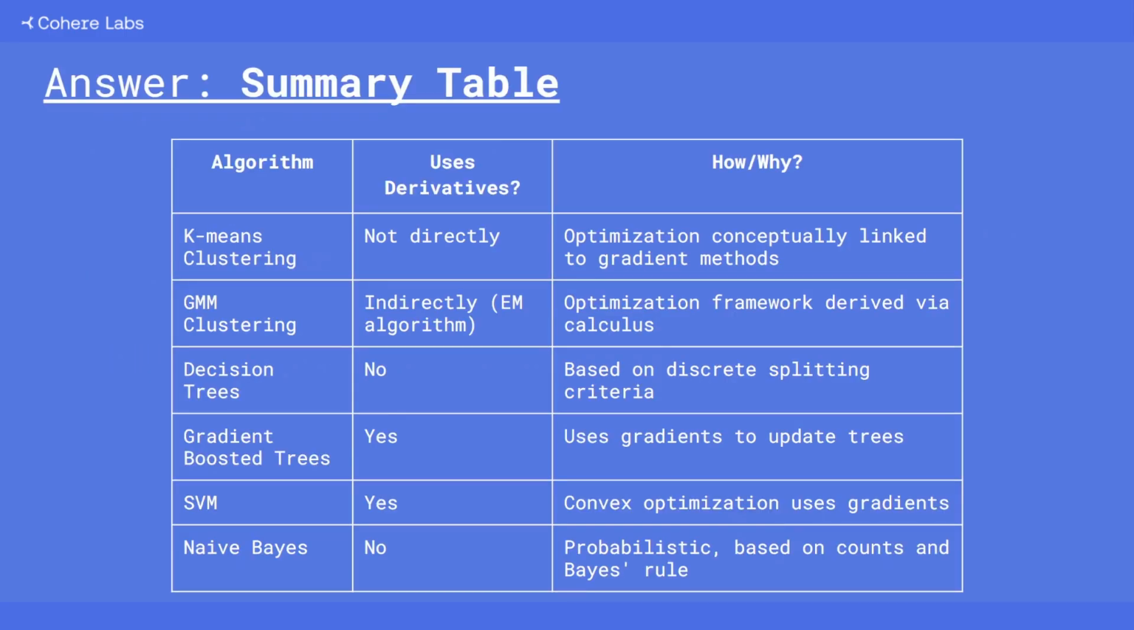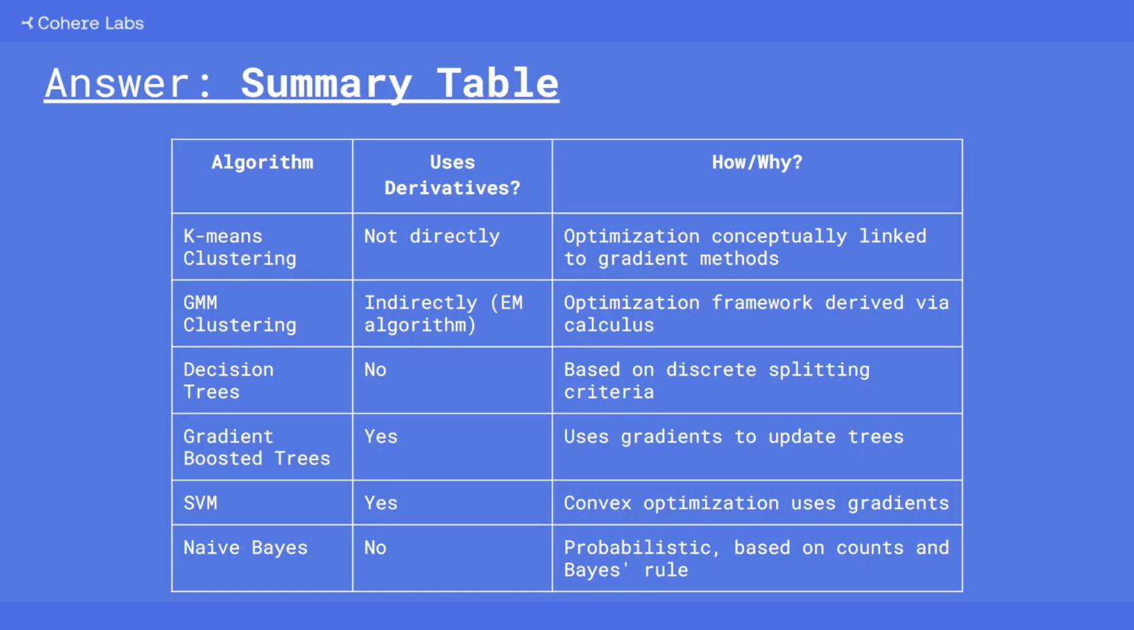So here I just put a little bit of a summary table to help us understand these main classical algorithms. So if we go through again, K-means clustering. Does it use derivatives? Not directly, but its optimization is conceptually linked to gradient methods. GMM clustering indirectly uses derivatives for the EM algorithm, so the optimization framework is derived via calculus. Decision trees, straight up, do not use derivatives. They're based on discrete splitting criteria, like we mentioned. However, gradient boosted trees do use derivatives. They use gradients to update their trees.